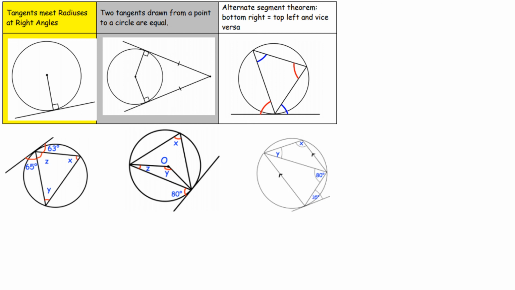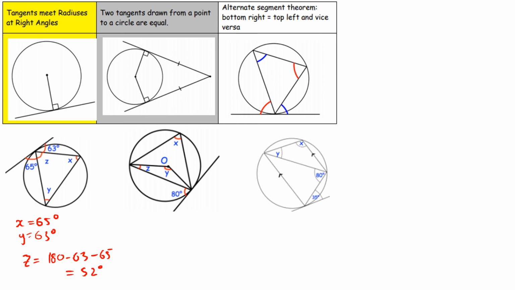And if we have that, then the bottom right of that shape is equal to the top left, and the bottom left is equal to the top right. So you can see those two blue sides are the same, and those two red sides are the same. So at its most basic, you get a question like we've got here, where x simply goes with the 65 degrees, where y goes with the 63 degrees, and where z is just on a straight line with 63 and 65. So we take those away, and we get that it is 52 degrees.